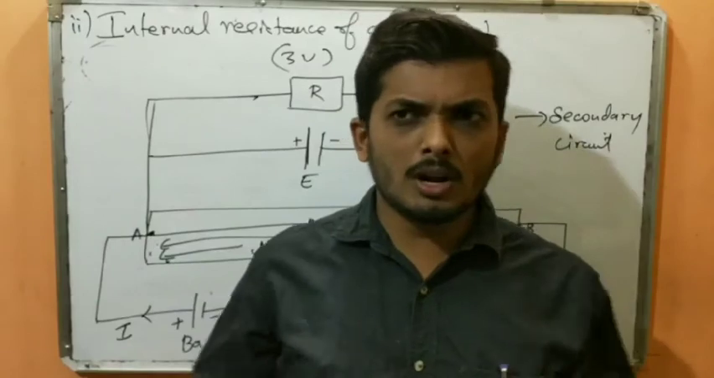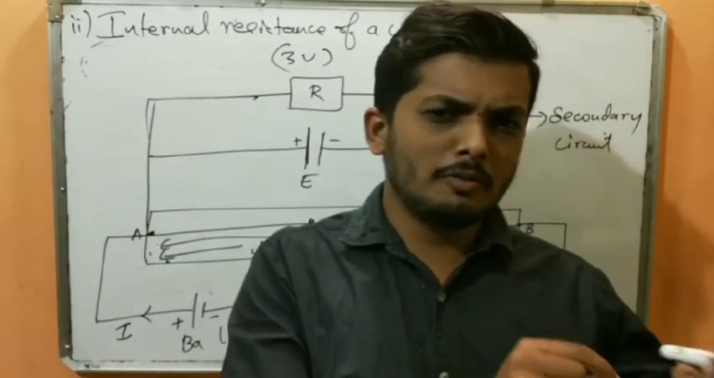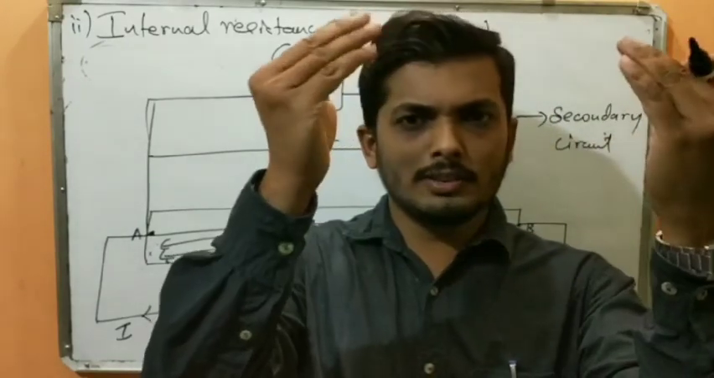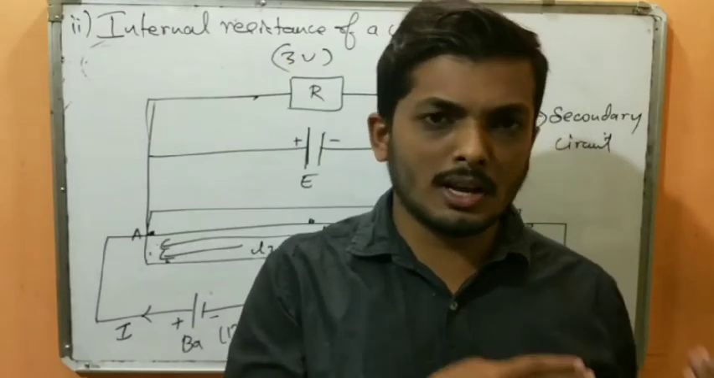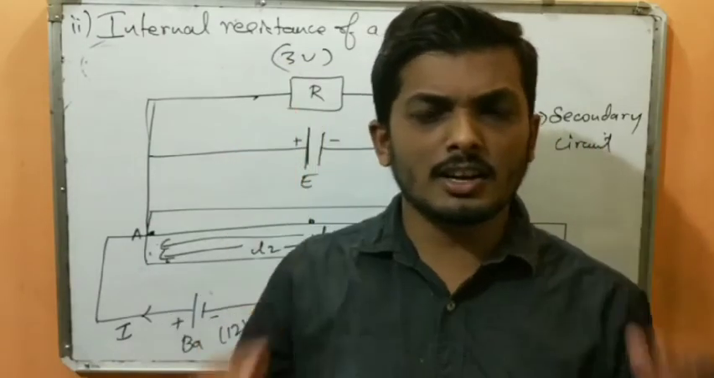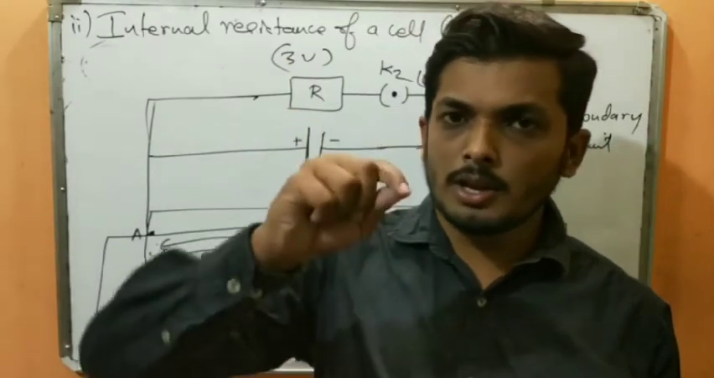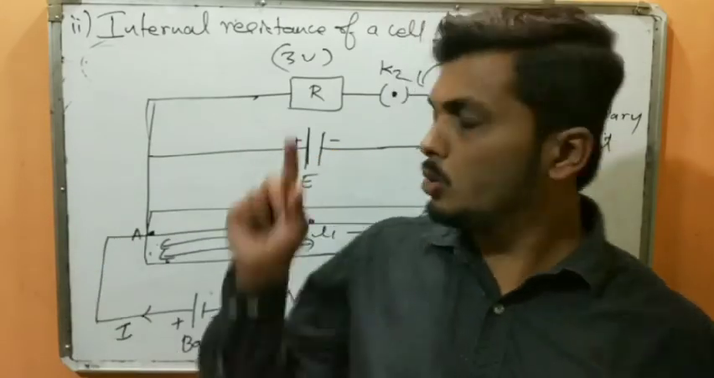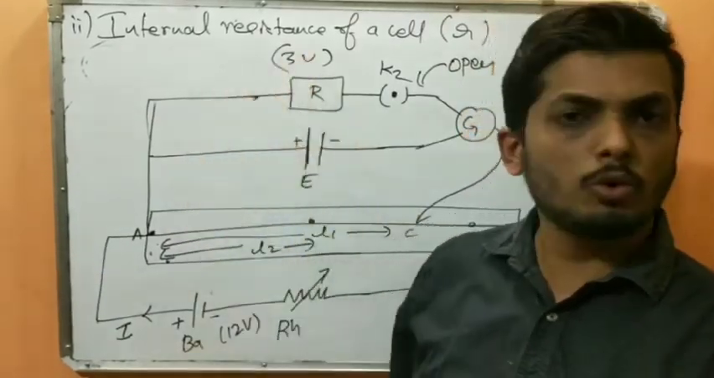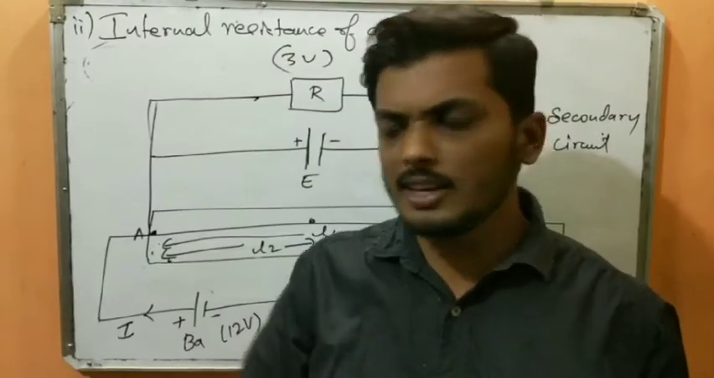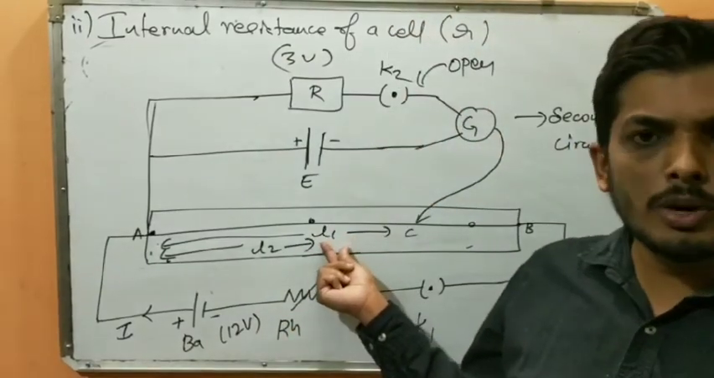A potentiometer, a 4-meter wire, is connected with one primary circuit and connected with the secondary circuit. The primary circuit is connected with the battery, and the secondary circuit is connected with the cell. First I will open K2, so that no current will flow through the secondary circuit. I'll find the balancing length, measure it and give it a name, L1.